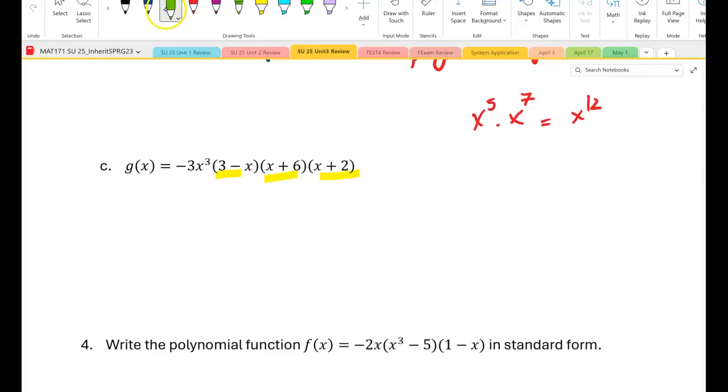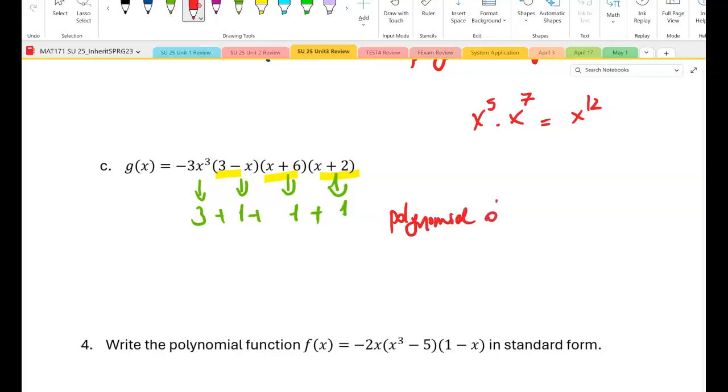Just remind ourselves that. So we have a third degree here. We have a first degree here. We have a first degree here. We have a first degree here. So we have to add up all these exponents. Sixth degree, right? So 3 is coming from here. 3 is already there. The polynomial will be 6th degree.